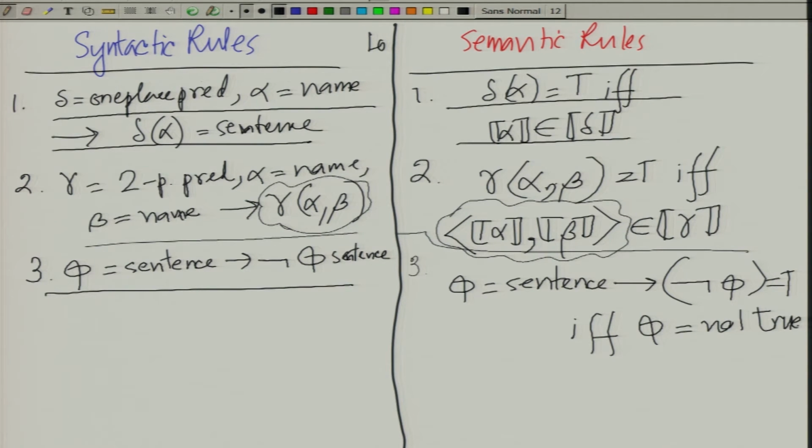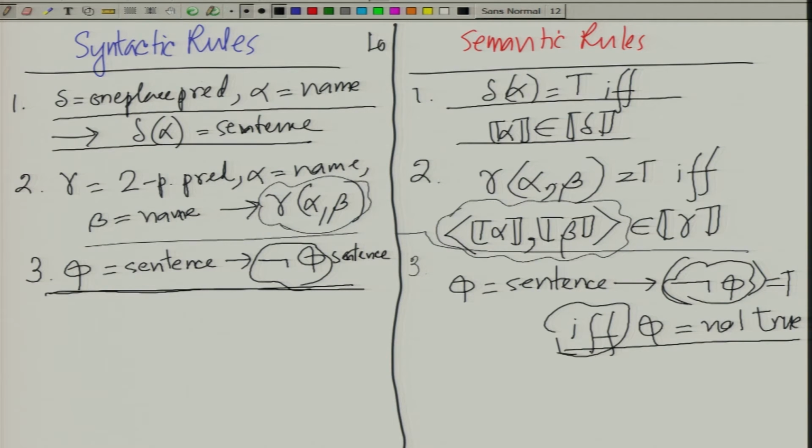Now you see that here you have a rule for constructing neg phi. On the other hand, look at the counterpart, you are evaluating the truth value of neg phi by stating its truth condition. And I hope we understand this phrase if and only if, we will talk about it.